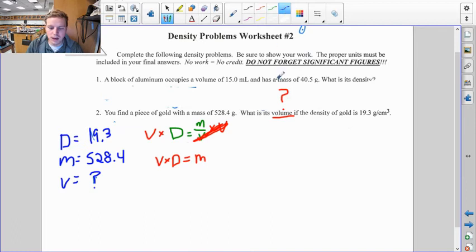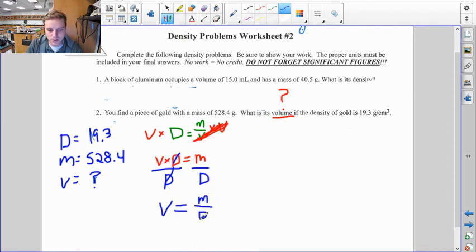Okay. But volume's still not by itself. So we can divide both sides by density here. So that way density cancels out. And so we are finally left with volume equals mass over density.